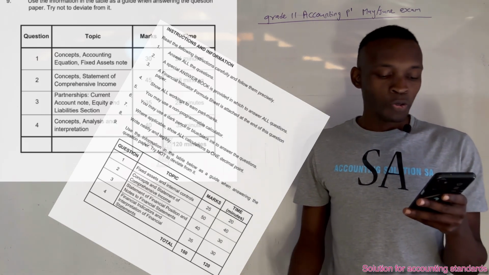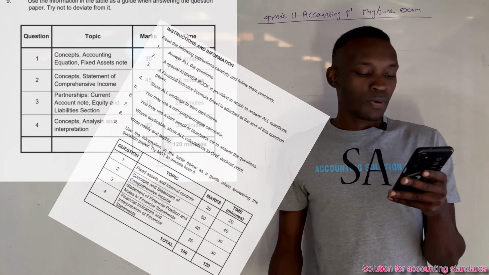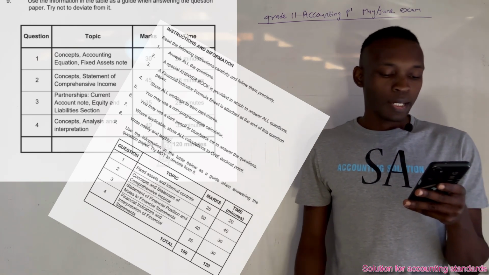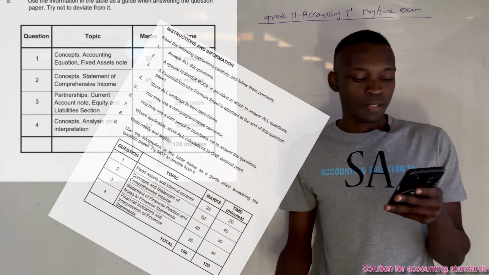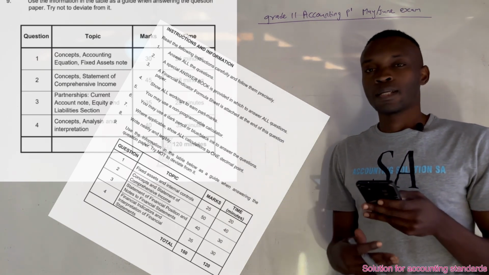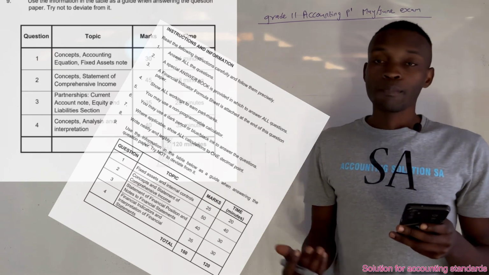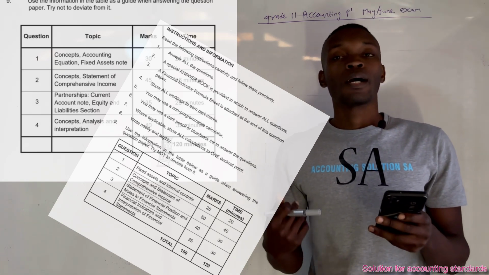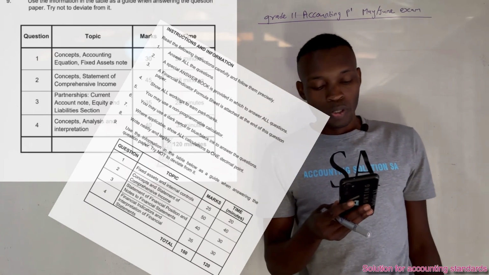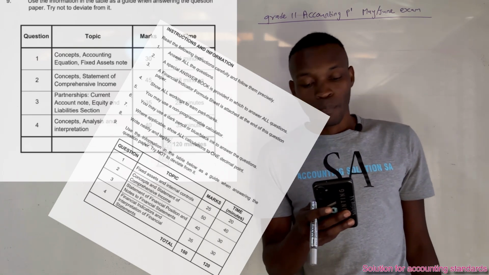You can see on the other question paper they had the accounting equation, fixed asset note, income statement, current account notes, equity and liability section for the balance sheet, and the last one was ratio analysis. So the scope remains the same. The question paper is going to be out of 150 marks. This is what you are expected to know for your paper 1.